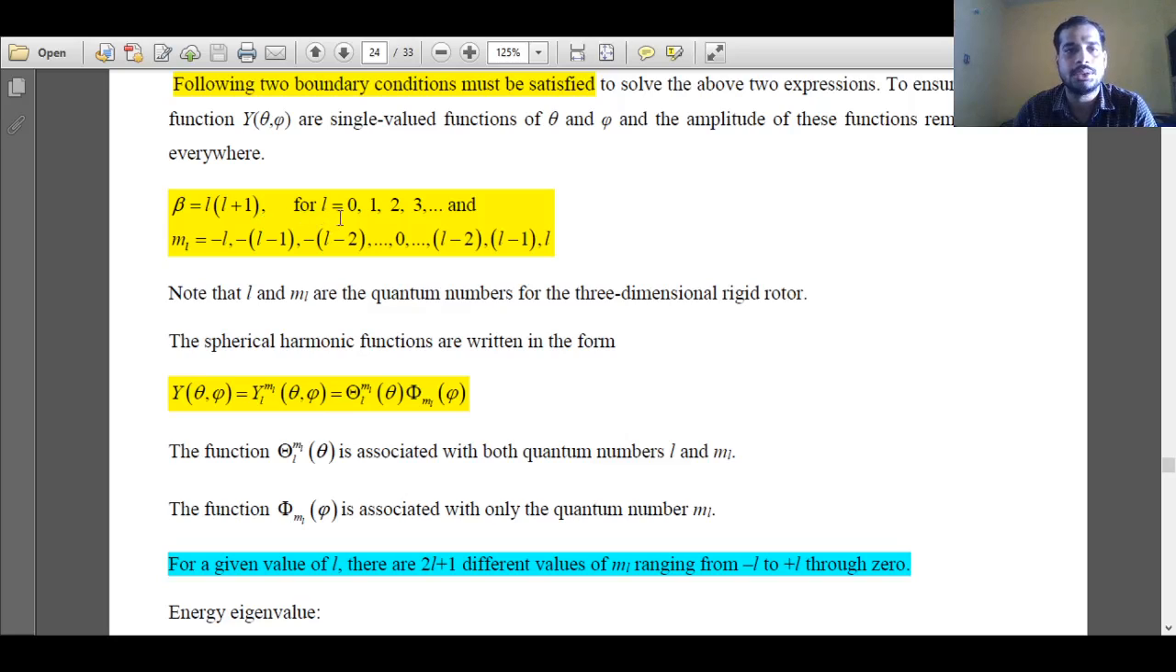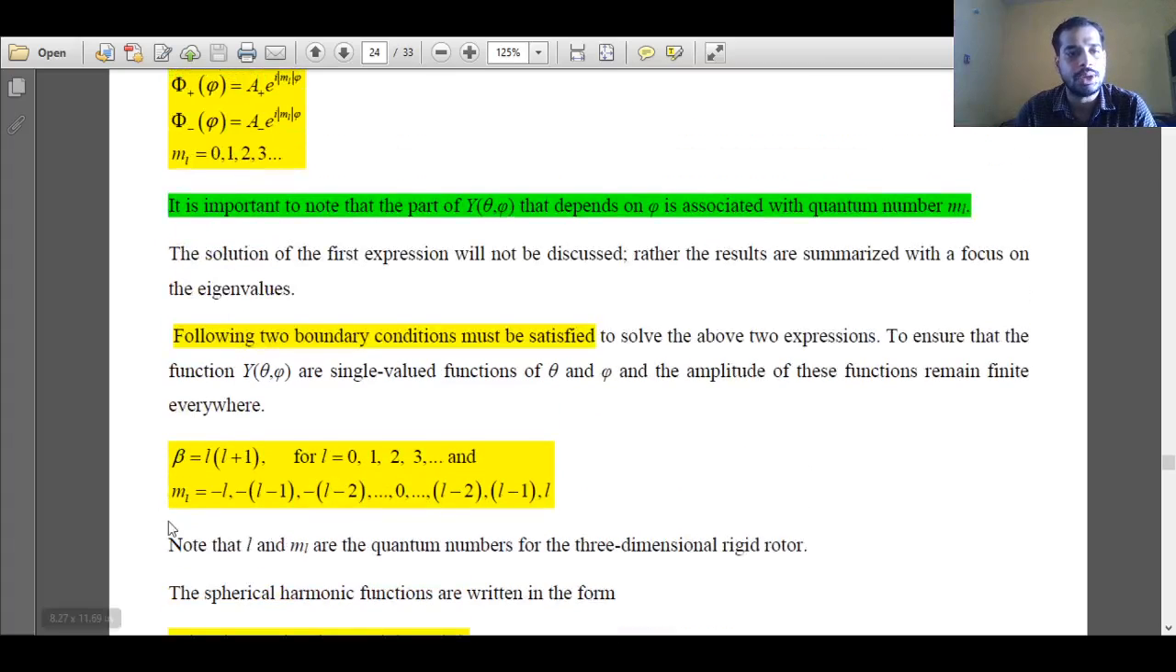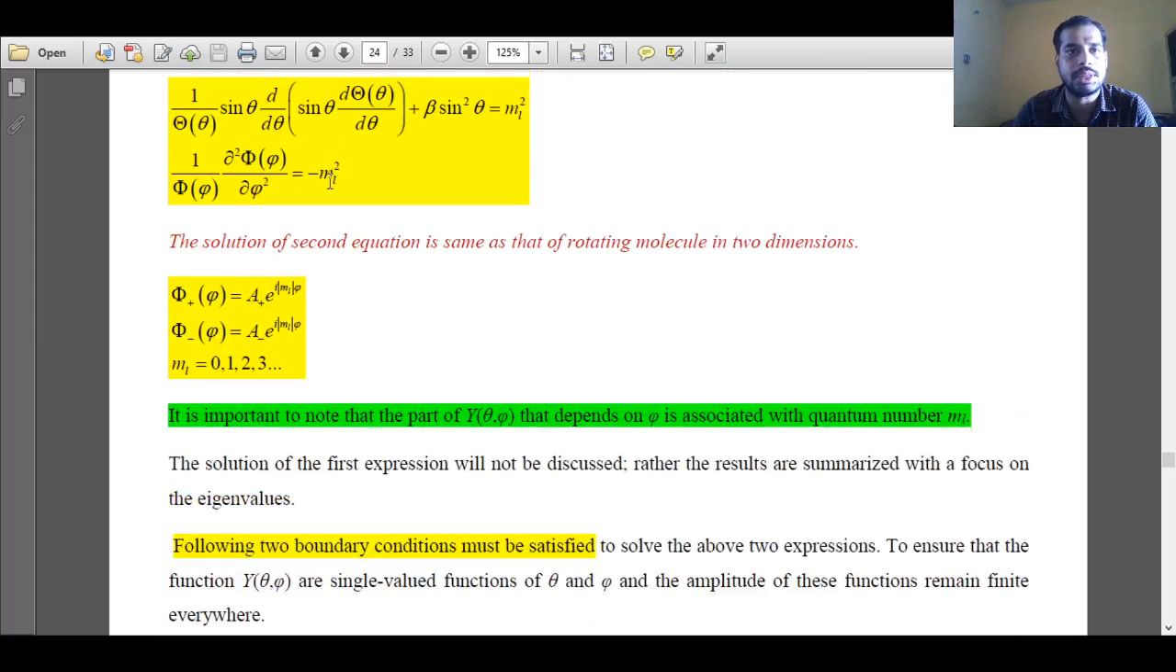And what are the L values? The L values go like 0, 1, 2, 3, like that. And from the second expression we have obtained ml values, and ml values are 0, plus or minus 1, plus or minus 2, like that. So I can also write ml is equal to minus L, minus L plus 1, minus L plus 2, like that, and it goes up to L. So ml values are dependent upon L values, and it varies from minus L to plus L through 0. So these are the two quantum numbers that we obtained after the solution of both the expressions.